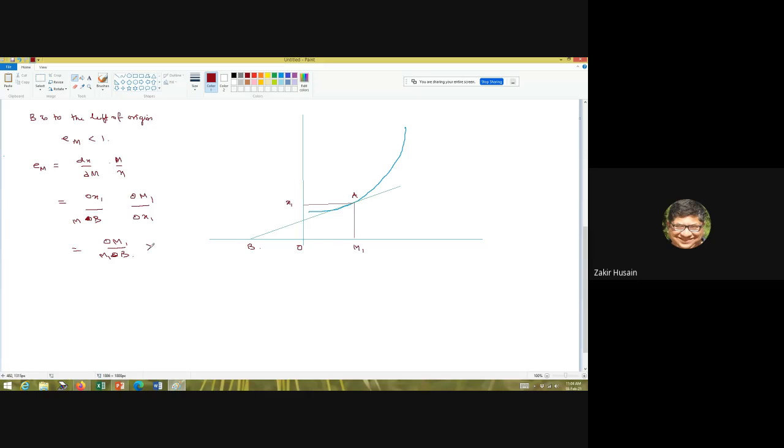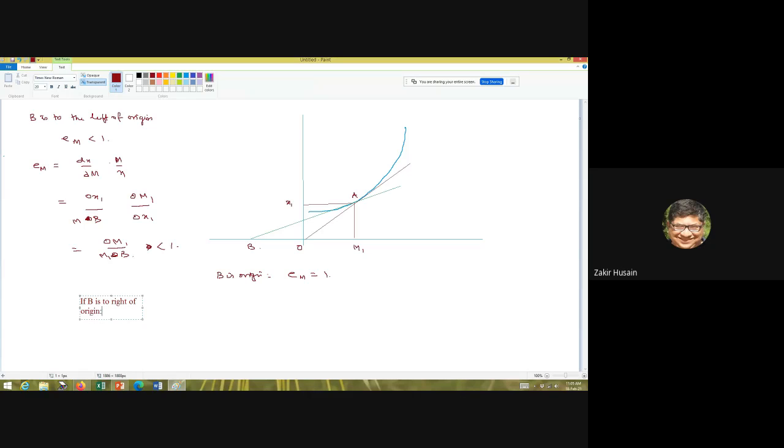So now you have this. And intuitively, if you have it like this, then what happens? It becomes equal. So B is the origin. EM is equal to 1. So that means if B is to the right of the origin, income elasticity is greater than 1.